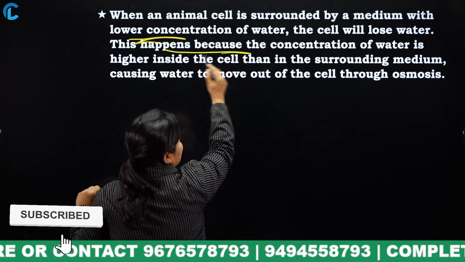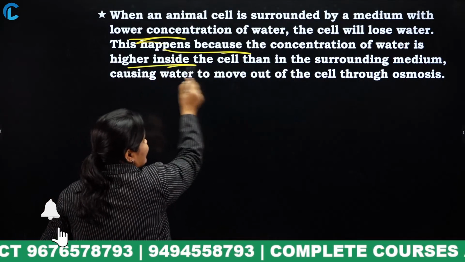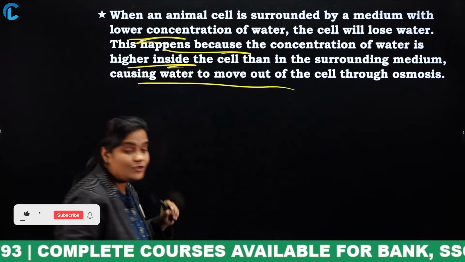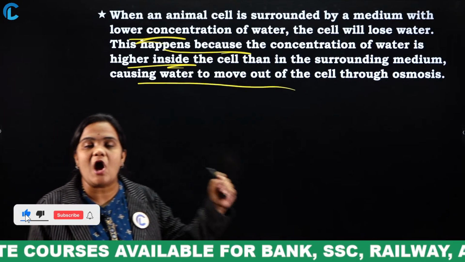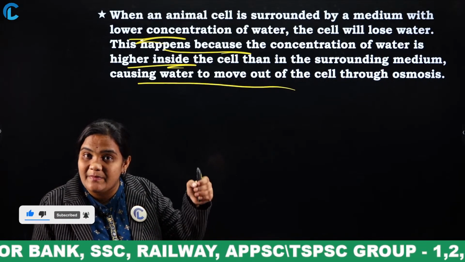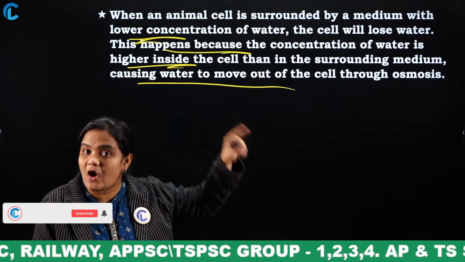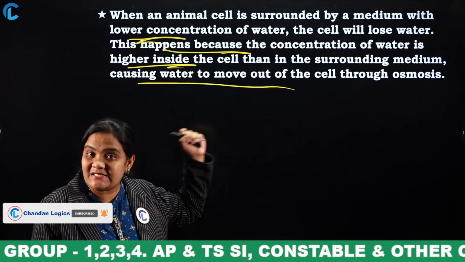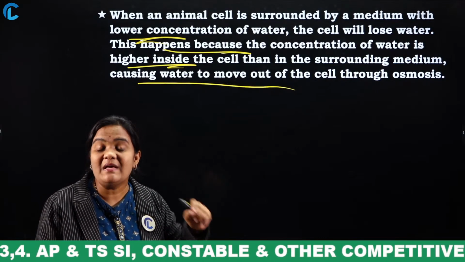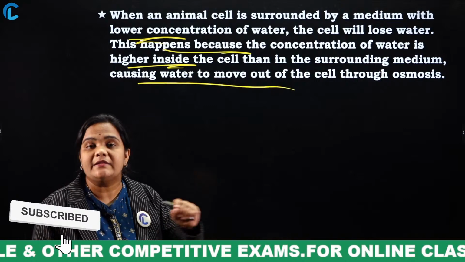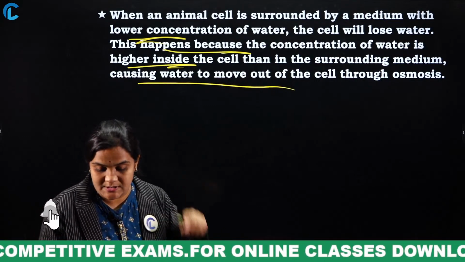This happens because the concentration of water is higher inside the cell than in the surrounding medium, causing water to move out of the cell through osmosis. What does this osmosis process say? When the lower concentration medium is surrounded by a higher concentration medium, then this lower concentration medium will enter into that higher concentration medium, resulting in the loss of water in the lower concentration medium. This process is what? Osmosis.